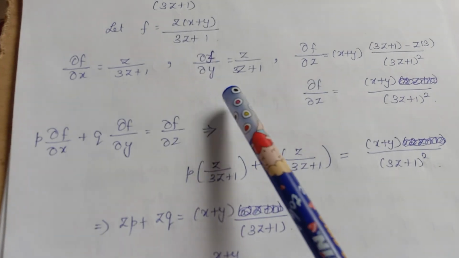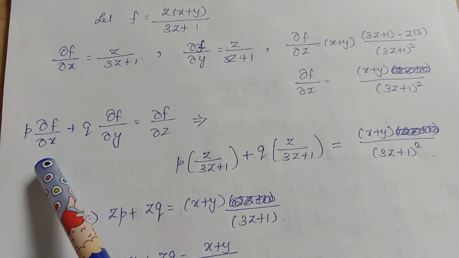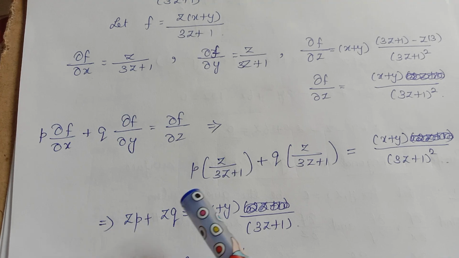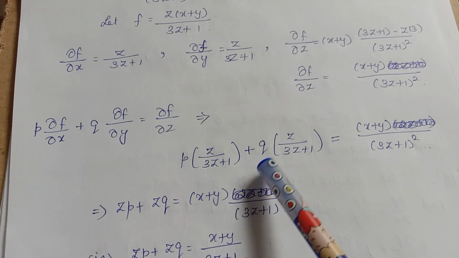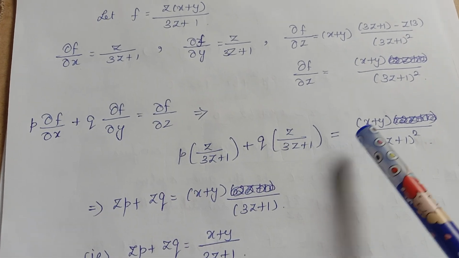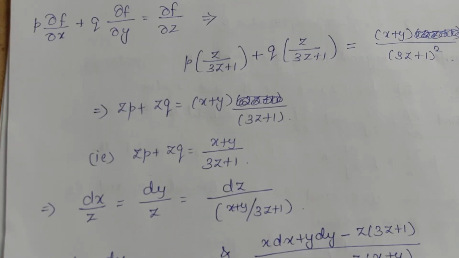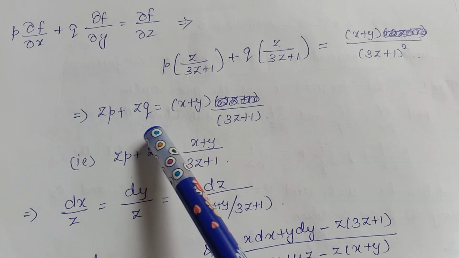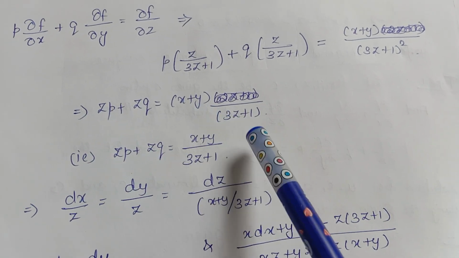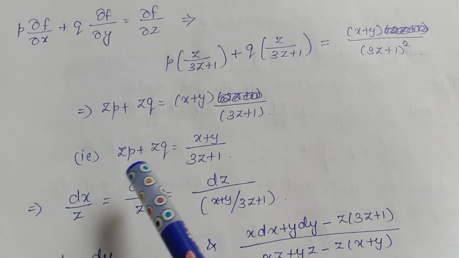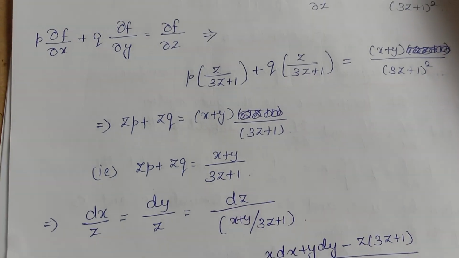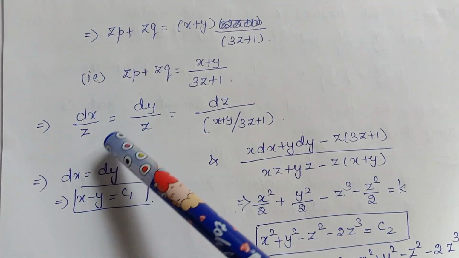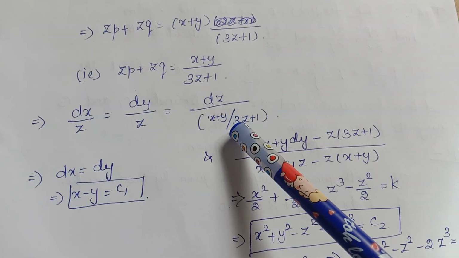After finding the derivatives, you substitute in the equation P dou f by dou x plus Q dou f by dou y equal to dou f by dou z. So P into z by 3z plus 1 plus Q into z by 3z plus 1 equals (x plus y) by (3z plus 1) the whole square. Cancelling 3z plus 1 throughout, you get Pz plus Qz equal to (x plus y) by (3z plus 1). This is of the form Pp plus Qq equal to R. The solution is given by the auxiliary equation dx by P equal to dy by Q equal to dz by R.